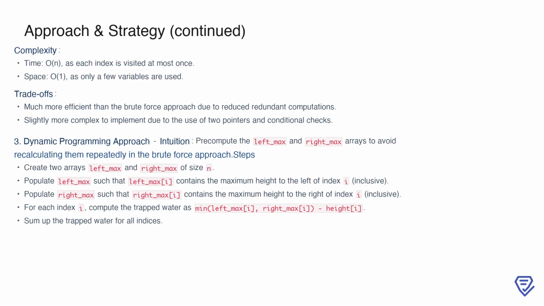Another approach we considered was the dynamic programming method. This approach pre-computes the left_max and right_max arrays to avoid repeatedly recalculating them. By storing these values in advance, the calculation of trapped water for each index becomes more efficient, as we can simply look up the pre-computed values instead of recalculating them.